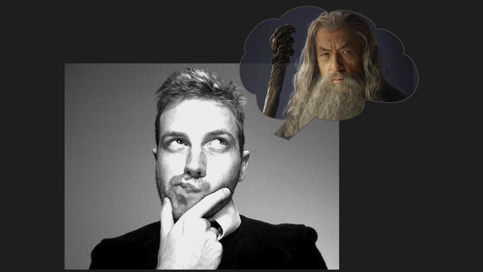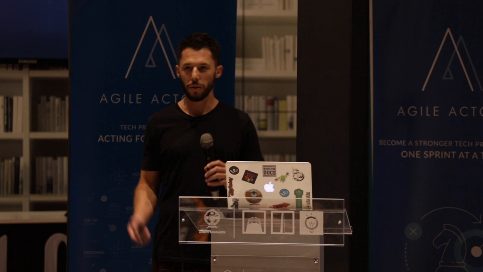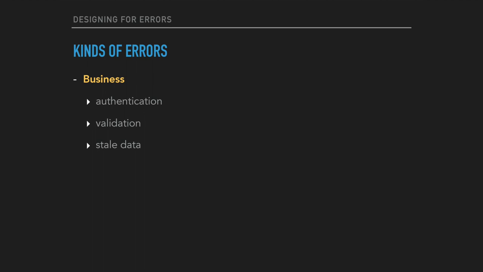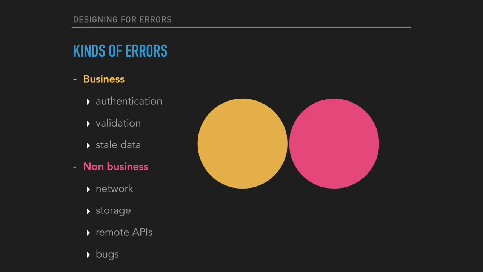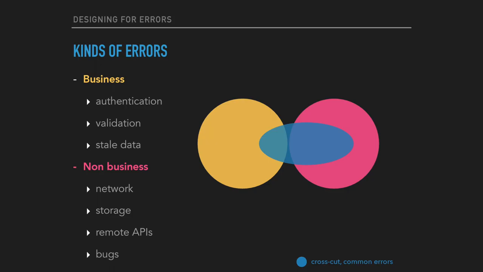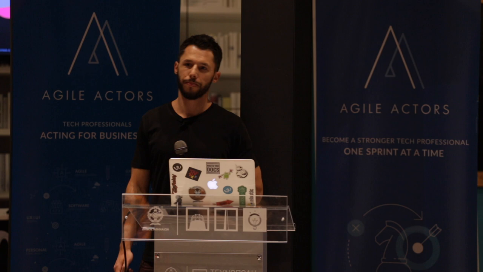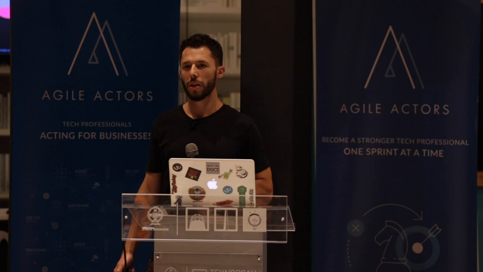And the old wizard said to me that you have to think about the topology. What kind of errors do we deal with? We deal with business errors, like authentication, validation, stale data, errors that have to do with our domain problem. And non-business errors: services we use, storage, network, that kind of stuff. A subset of those errors are common throughout our apps.